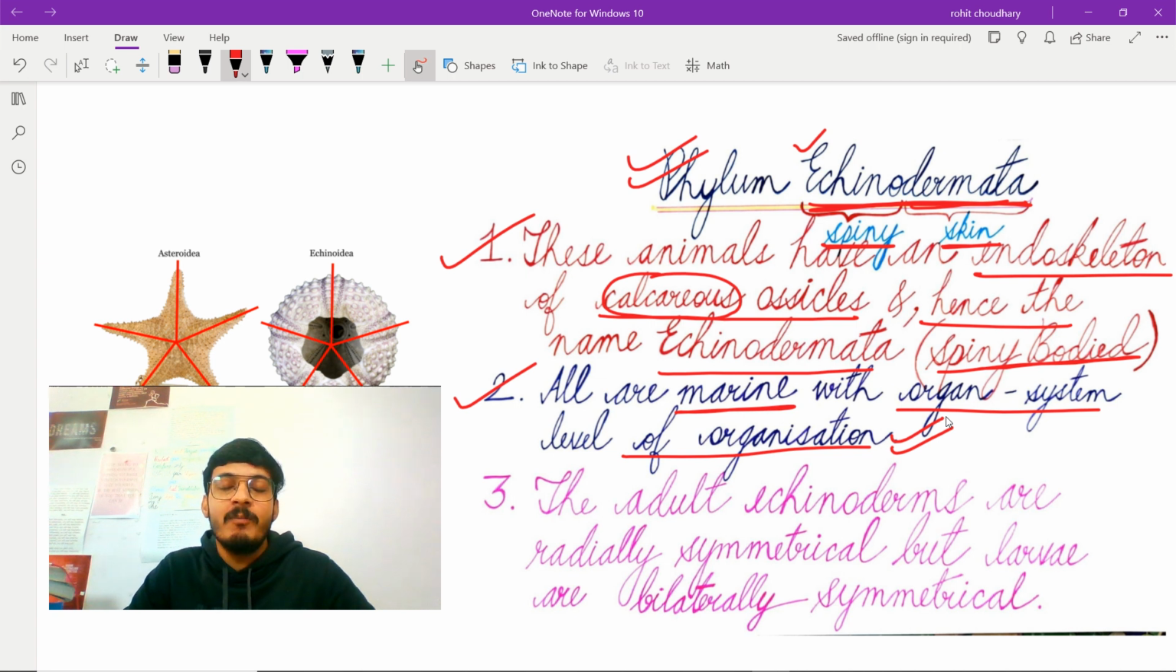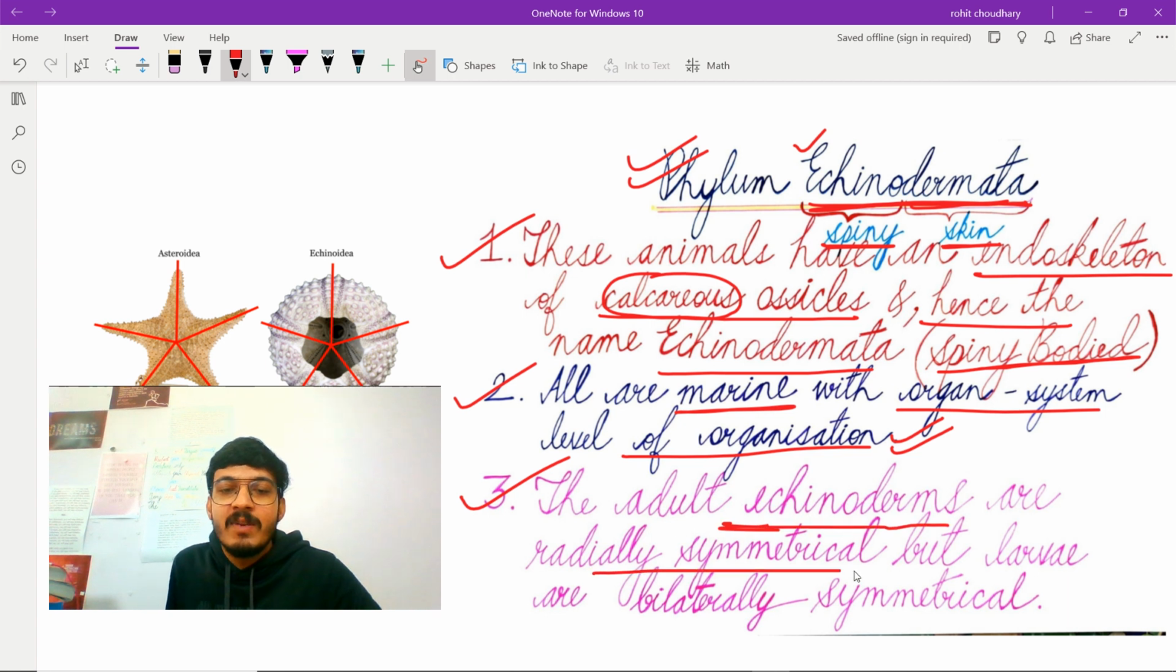Right from the phylum Platyhelminthes, we are discussing that all the members are having organ system level of organization. In phylum Platyhelminthes, in phylum Helminthes, in phylum Annelida, in phylum Arthropoda, in phylum Mollusca, and now in phylum Echinodermata, organ system level of organization is present. The next feature is the adult echinoderms. The adult echinoderms are radially symmetrical.